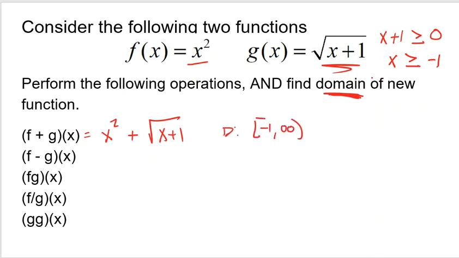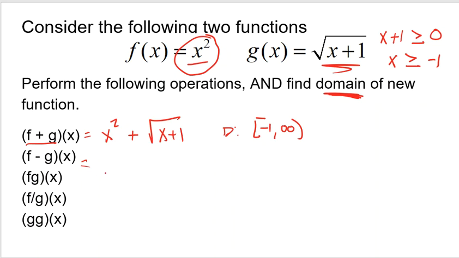So even though there's no reason I can't plug negative 5 into f, since negative 5 squared is 25, because I'm combining f and g together, negative 5 can no longer be used. Even though I'm allowed to plug it into x squared, I cannot plug it into the square root.